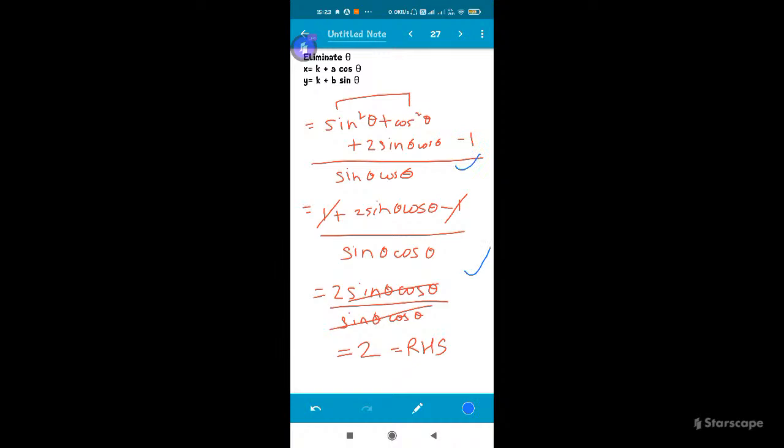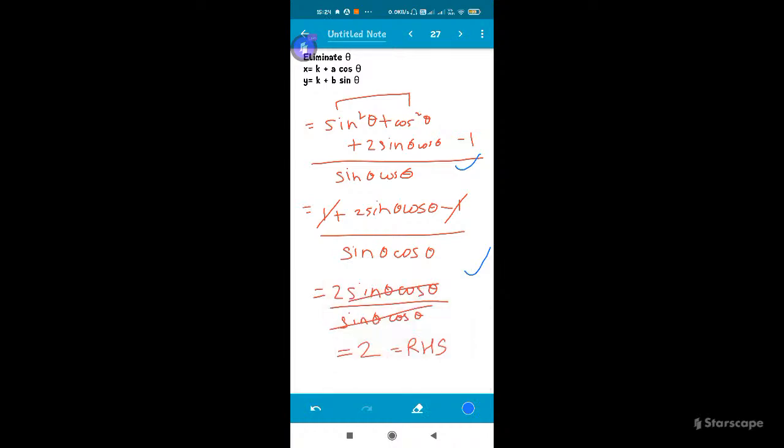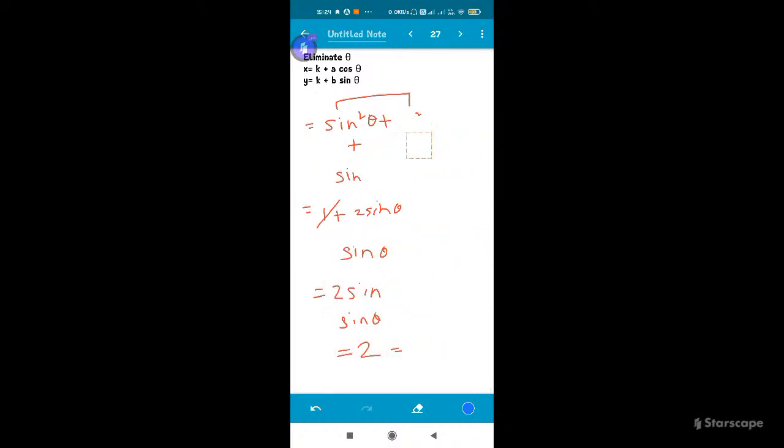For those who haven't understood it, after the live gets over, go through the video once again. I hope that will clear your doubts to an extent. Alright, let's do the next question. This is a different question. We are not proving something here. We are basically removing the theta. This is a very good question. Let's do it.